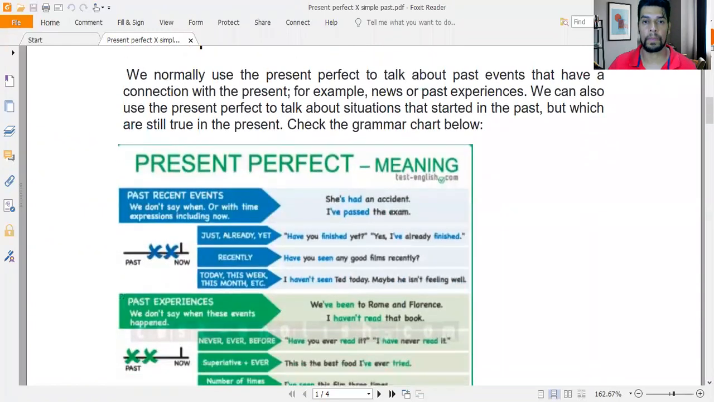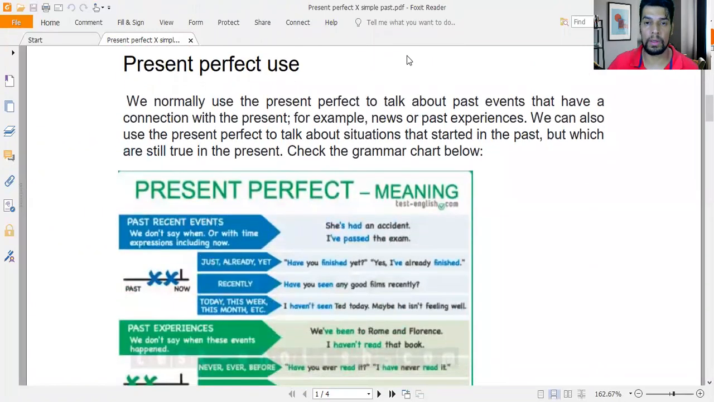Now let's move on. So we have here how to use. So we normally use the present perfect to talk about past events, right? Past events that have a connection with the present. On the first video, I talked about it. For example, news or past experience. We can also use present perfect to talk about situations that started in the past, but which are still true in the present. Let's take a look.